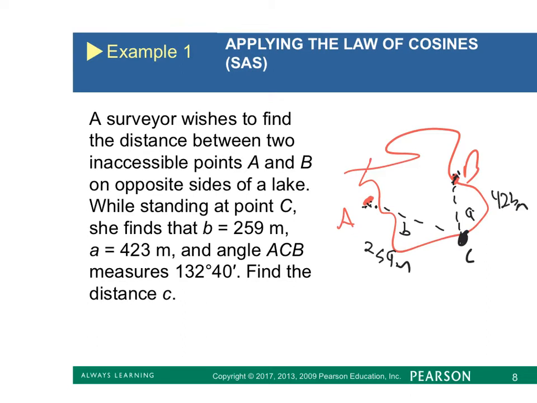And the angle, she uses a protractor so she can measure the angle between those, or a surveyor tool. And she finds out that angle ACB, angle C, is 132 degrees and 40 minutes. Find the distance C. All right, so there's the picture.